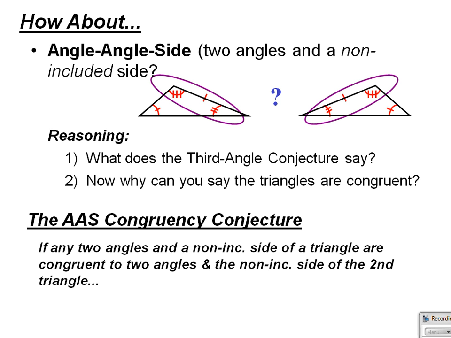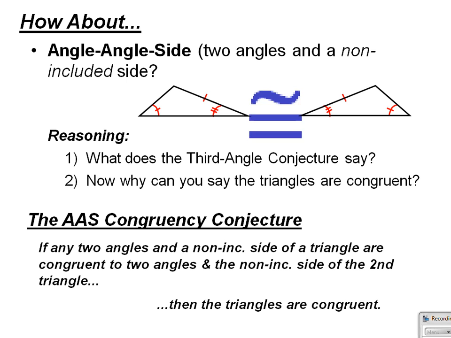This leads us to the AAS congruency conjecture that says that if any two angles and a non-included side of a triangle are congruent to two angles and the non-included side of the second triangle, then the triangles are congruent.